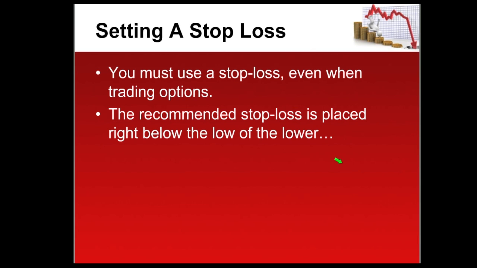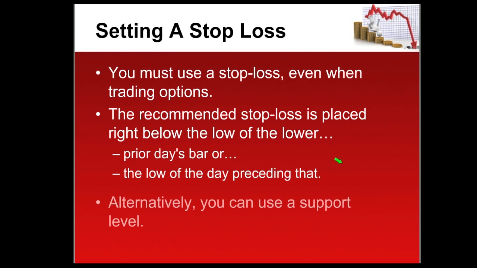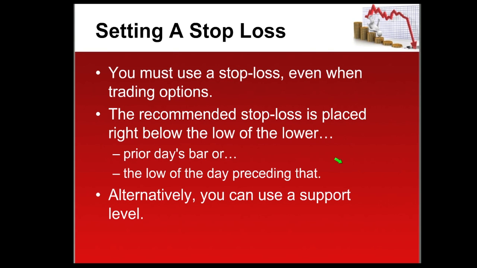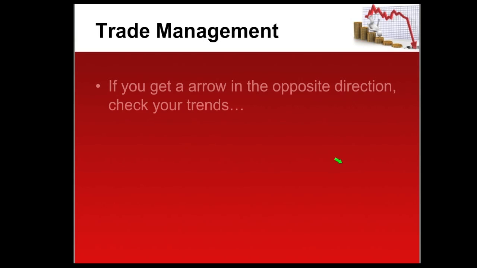So the recommended place to put the stop is either right below the low of the prior day's bar or the low of the day preceding that. You look at the last couple of days or the last couple of bars, and whichever one's lower, that's where you're going to put your stop. Alternatively, you could also identify an area of support and set your stop at that area of technical support. That might involve a little bit more risk, but you need to adjust for that. In other words, you might trade a little bit smaller position or make some other accommodation, but that's basically where you'd be setting your stop. Some basic trade management rules.